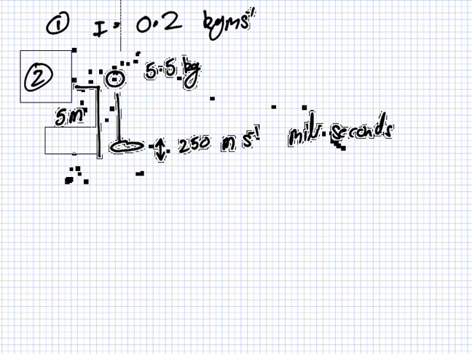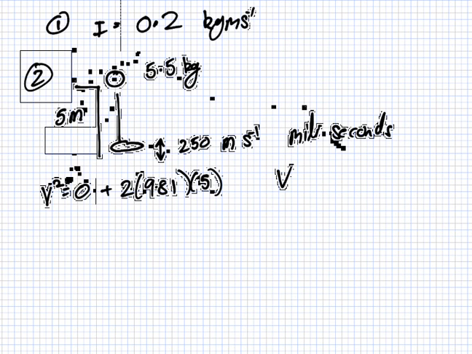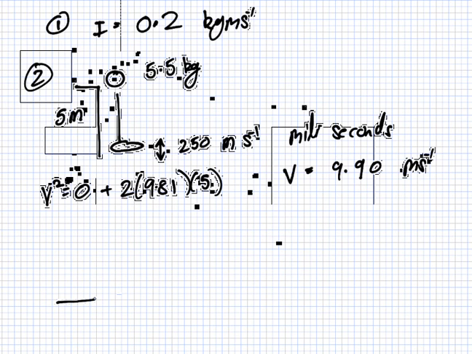How fast is the cat going when it hits the ground? Well, let's calculate. V squared equals U squared plus 2AS. So V equals the square root of 2 times 9.81 times 5. Taking the minus 9.81 and minus 5, they both cancel. That gives 9.90 meters per second. So that's how fast the cat's going when it hits the ground.